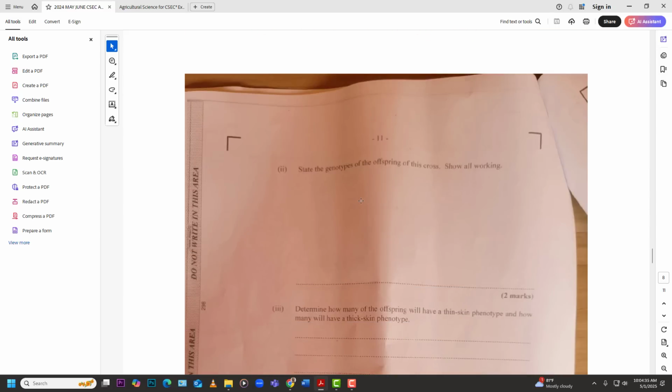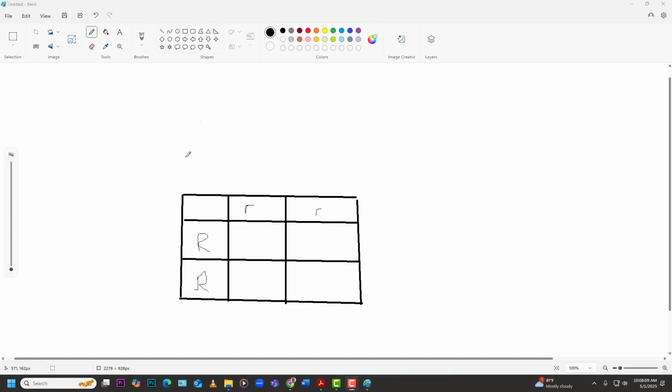All right, state the genotype of the offspring of this cross. Show all workings. So forgive the drawing I have here, I'm doing it in Microsoft Paint, right? Up here you have the small ones for the thin. Here you have the big ones for the thick. This is what I call a Punnett square. And so what happens now is that all of them are going to be the same. All of them are going to be big T, small t, right? Because you bring across 1, bring down 1. So you bring across 1, put the big one right here.